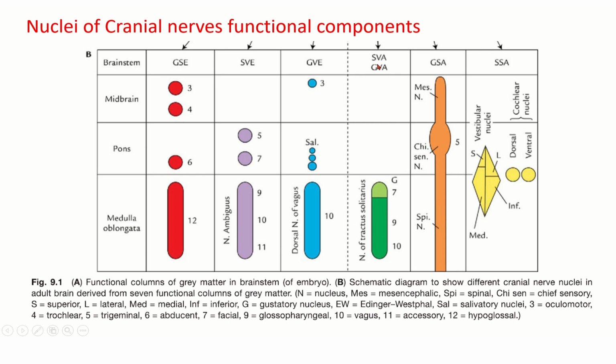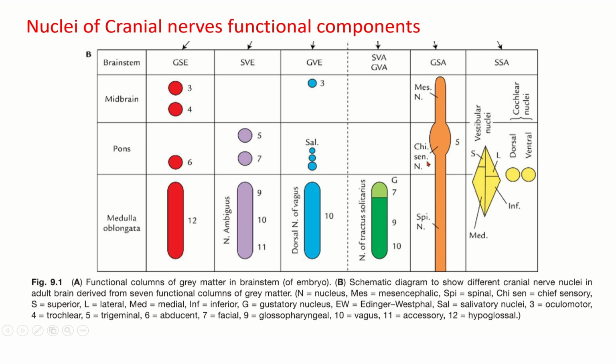Then we can see special visceral afferent and general visceral afferent. That means both special sensation and general sensations from the viscera. You can see the nucleus of tractus solitarius. So the general sensation from the tongue as well as taste sensations from the tongue both come to the nucleus of tractus solitarius. And then you can see this is the general somatic afferent.